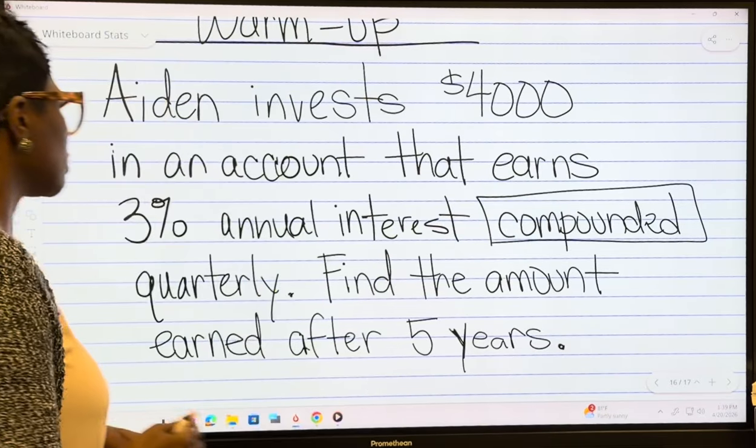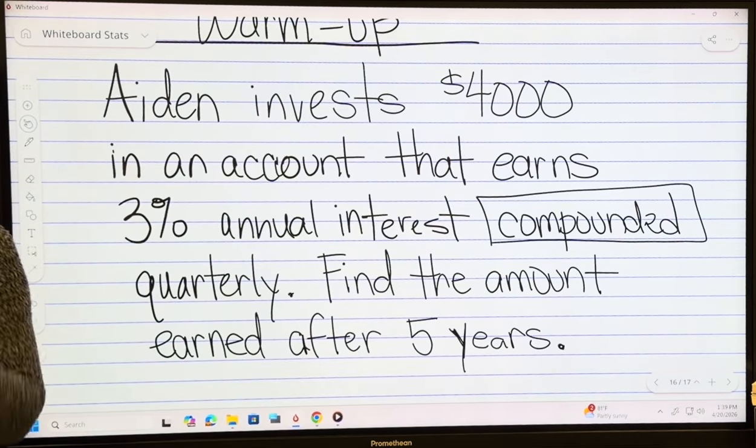There's quarters. All right, so let's start over. I might have to delete that other stuff. Let's get it right this time.